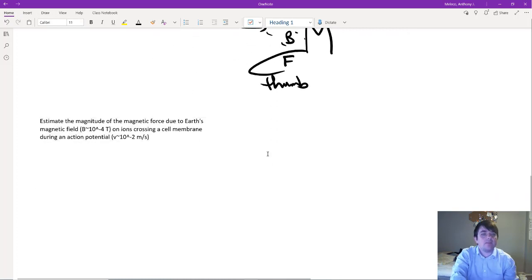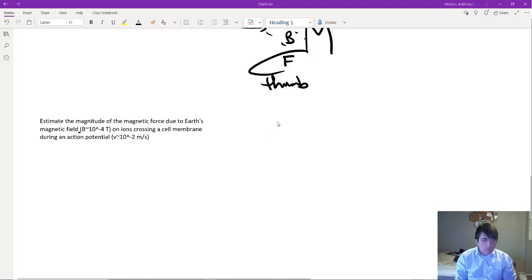We want to estimate the magnitude of the magnetic field or the magnetic force due to Earth's magnetic field, which is pretty small, 10 to the minus 4 Tesla. And we want to do it on ions crossing a cell membrane during an action potential, right? Because in our body, we have nerve impulses, and they're charged. And so if they're moving, they produce a magnetic field, so there should be a magnetic interaction there between Earth's magnetic field and the one that a nerve produces while moving. And so we can actually estimate what that is.